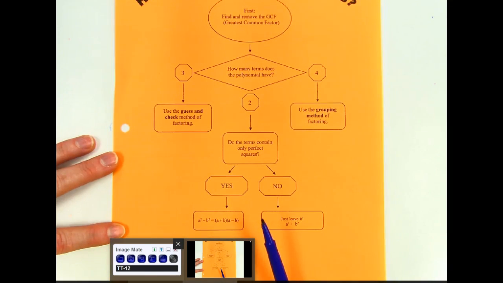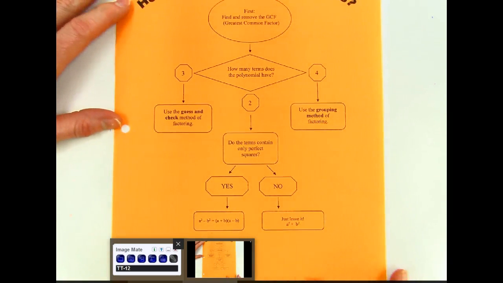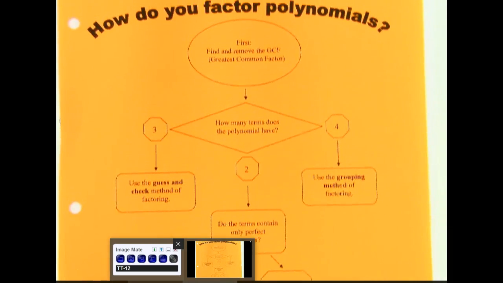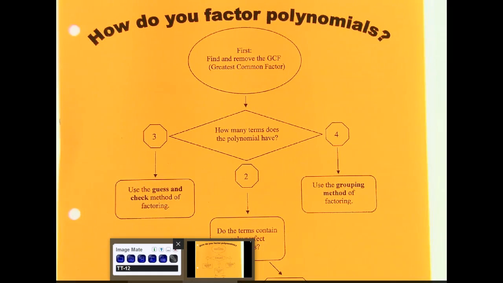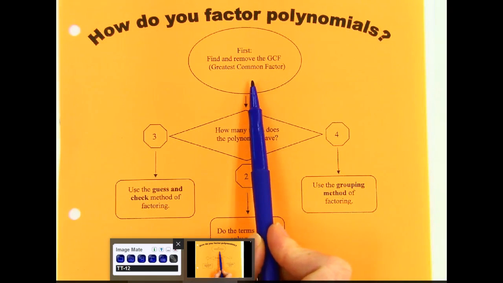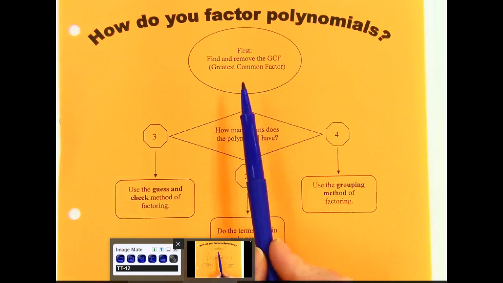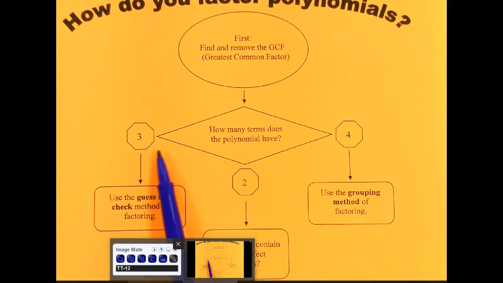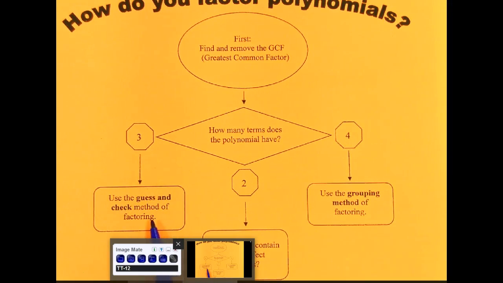Now, what's going to happen over the next couple of weeks is our goal is to try to make you a factoring robot. So, the first thing we're going to always do is what we did in the lesson previous. We always look for the greatest common factor. But what if you don't have a greatest common factor, or if it will factor more? So you come down in this flowchart and it says how many terms does the polynomial have? Well, today we are going to look at trinomials. So we're going to have 3 terms to deal with. And it says use the guess and check method of factoring. So what exactly is the guess and check method of factoring?